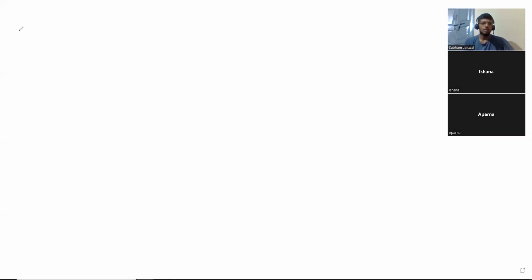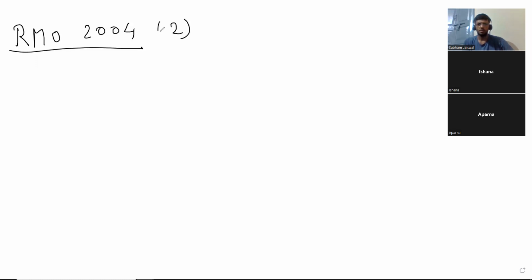So this one is going to be RMO 2004, problem number 2. So we have a cube. Positive integers written on faces.